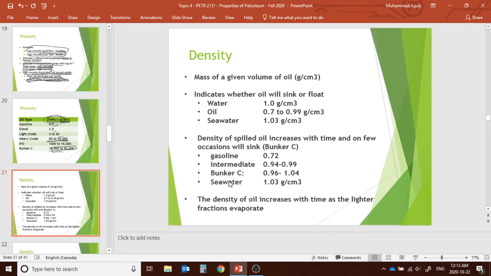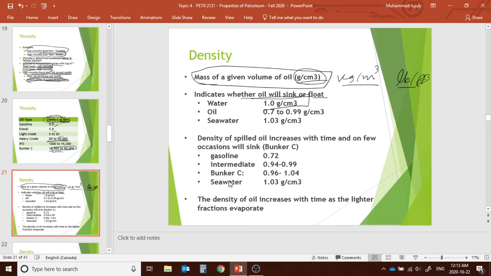So viscosity is a very important factor we have to remember. Now it comes to the density. What is density? Density is the mass in a given volume, in grams per cubic centimeter, or kg per cubic meter, or pounds per cubic foot, right? So there are different units in which we can measure the density. It indicates whether the oil will sink or float. For instance, the water density is 1. However, seawater is slightly higher. It could be 1.02 to 1.1. It totally depends.